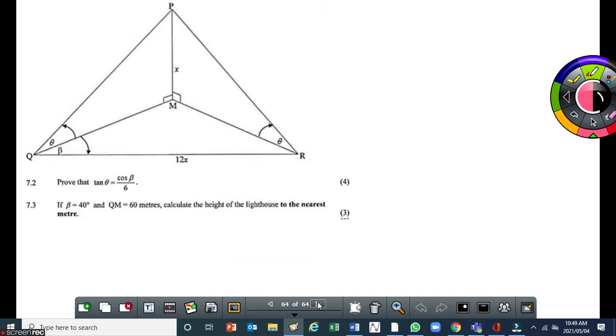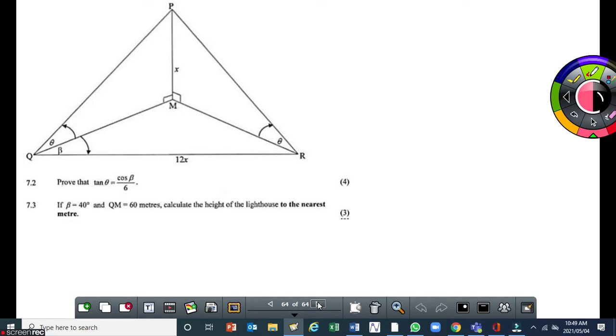It says prove that tan theta is equal to cos beta over 6. Okay, prove that tan theta is equal to cos beta over 6. Now, because we are introducing cos here, and if you look at where cos beta is, it's part of a triangle that's not right angle. Which means, for me to have that cos, there are different scenarios. Maybe I might need to use compound angle, maybe double angle, maybe reduction, and so on. So you have to figure it out.